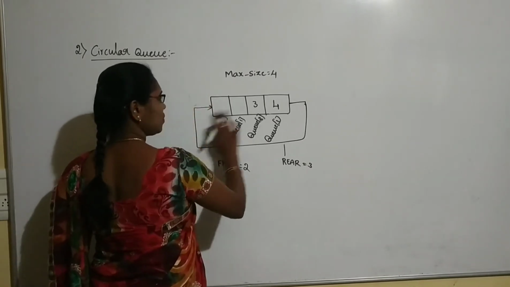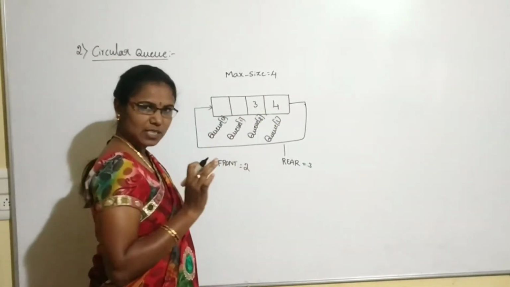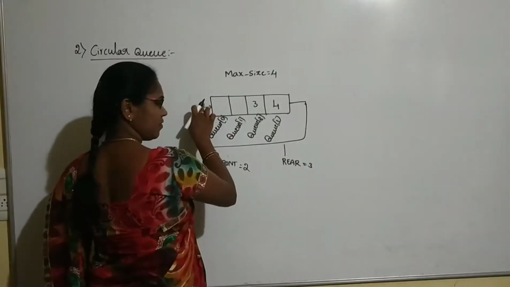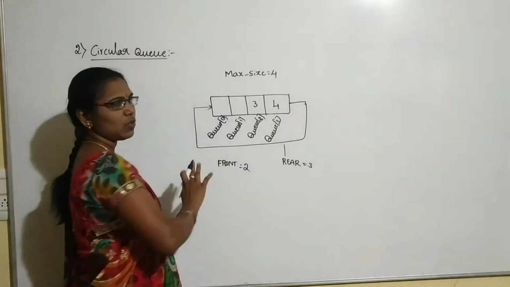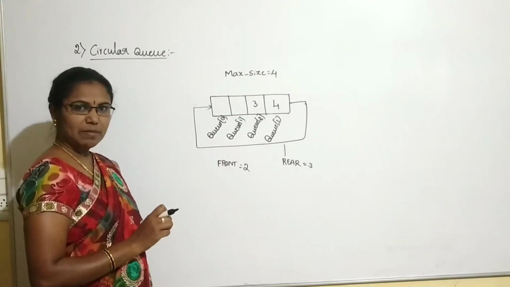Here also, this end we call the rear end. By using the rear end only, we insert the elements. This end we call the front end. This end is used to remove the elements. Clear? So, how do we insert the elements?